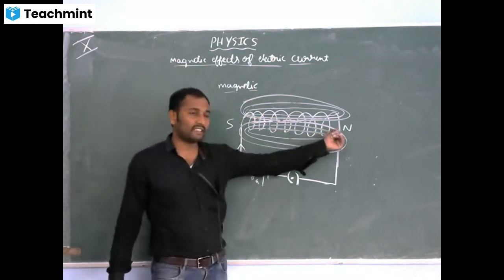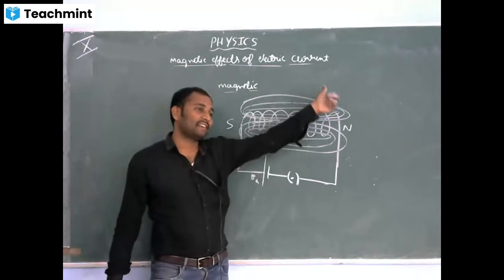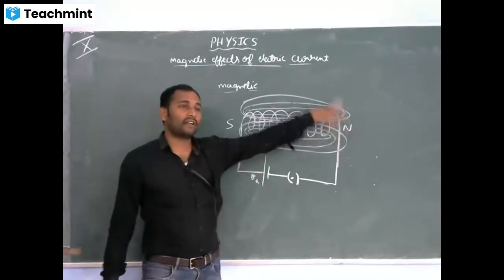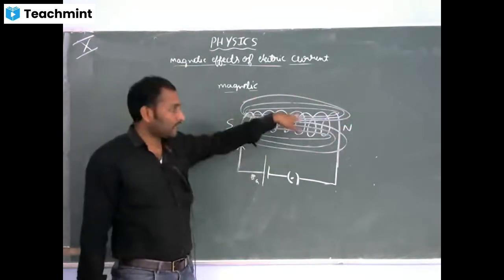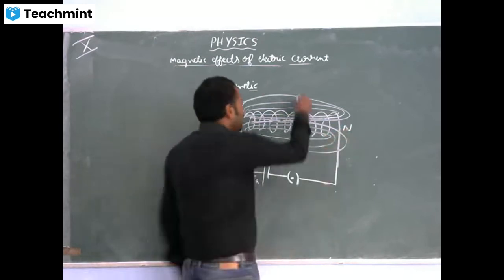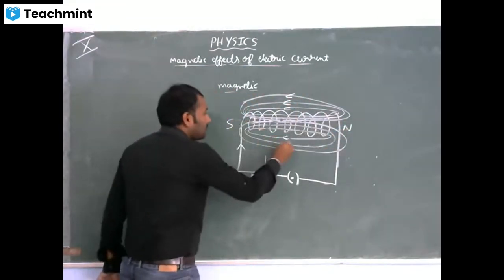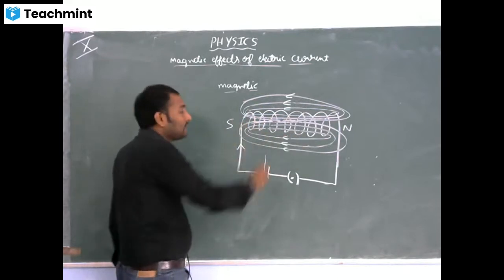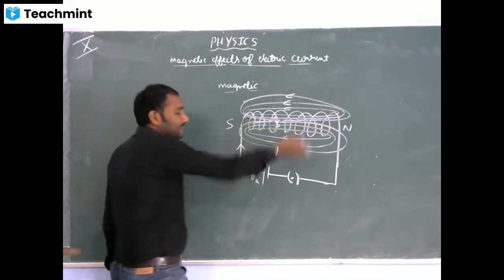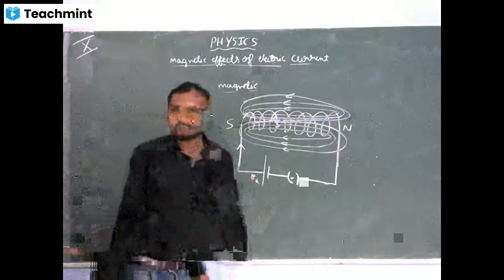The magnetic field lines outside the bar magnet travel from north to south. So here also, as this is north, the magnetic field lines will travel from north to south outside the solenoid and south to north inside the solenoid.